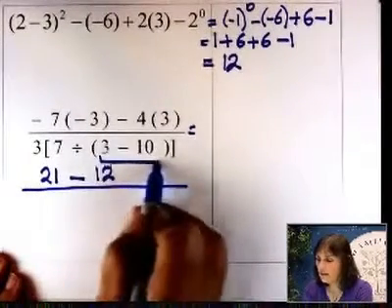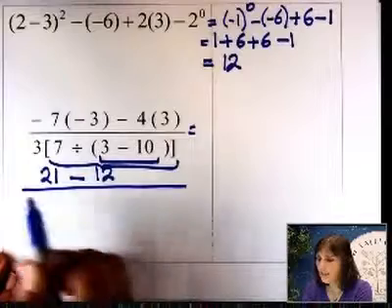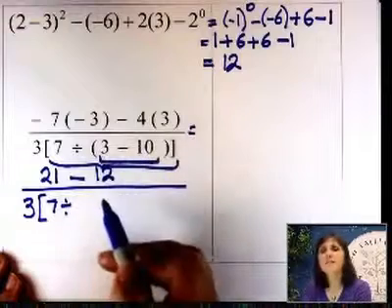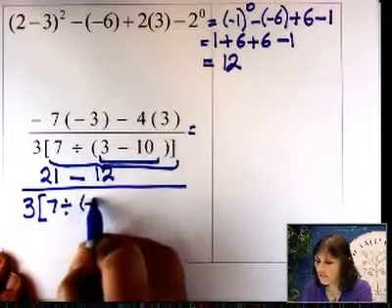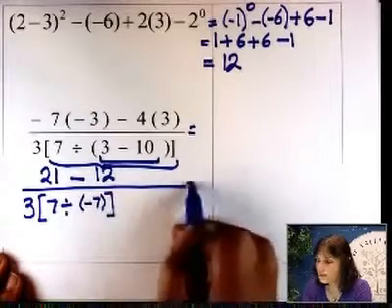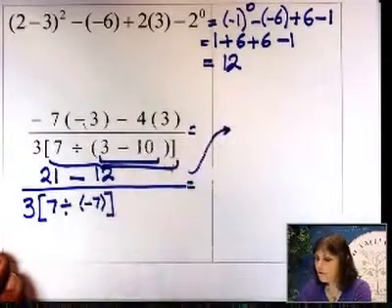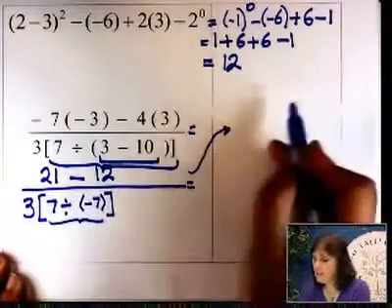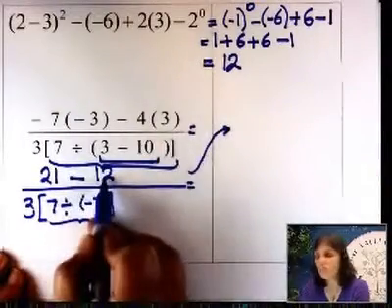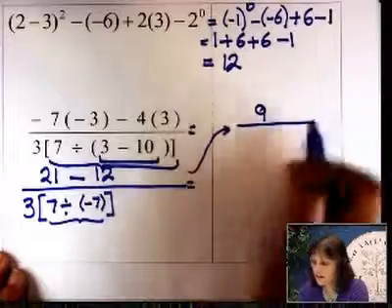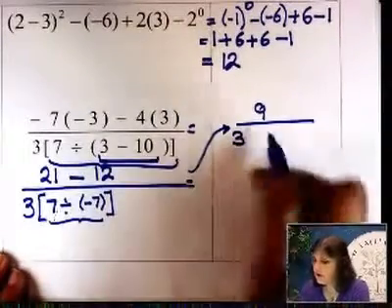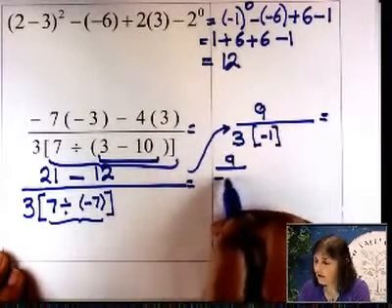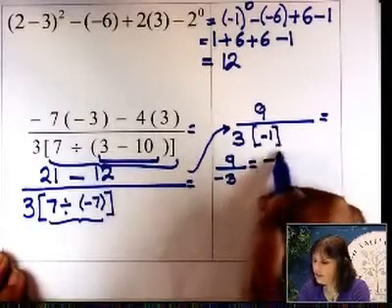I need to do the inside and then the outside a little bit. So I have 3 times 7. Let's do the inside. 3 minus 10. That is simply negative 7. I'm still dealing with the denominator. Let's go here. Now I have to do this inside the brackets. 7 divided by negative 7, that's negative 1. So on top I have 21 minus 12, which is 9. And at the bottom I have 3. 7 divided by 7, that is negative 1. And guess what? 9 divided by negative 3, positive and negative, that gives me a negative answer.